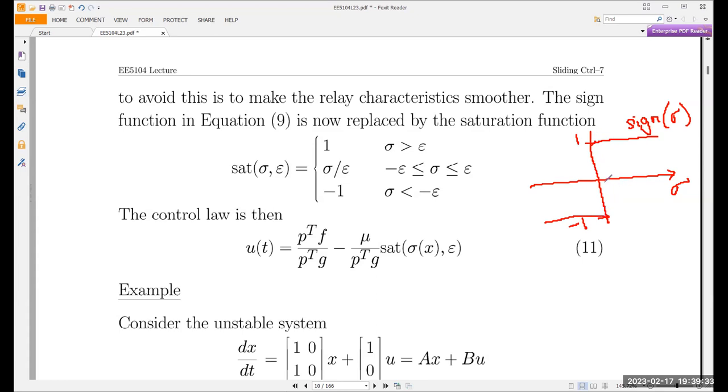So to get rid of that, the SAT function basically looks like that. All right, this would be the SAT function. So that when sigma is a bit positive, it is not plus 1, but just maybe plus 0.1. When it is negative, it's not minus 1, maybe minus 0.2, because there's a slope here. Of course, there's a design parameter we normally call epsilon, plus and minus epsilon, which you have to choose. Obviously, choose epsilon as small as possible so you approach the ideal case of the sign function.